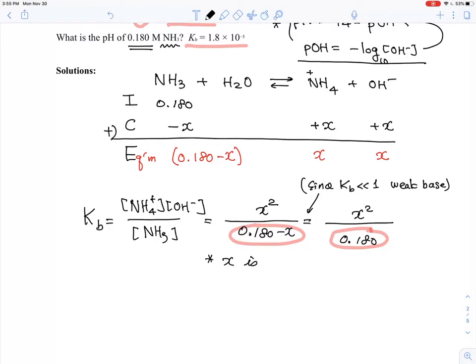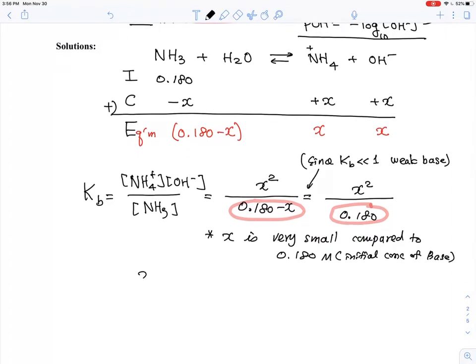X is very small compared to 0.180 mole, which is the initial concentration of the base. Right? So that is the initial concentration of the base. And then that really simplifies my calculation once more.